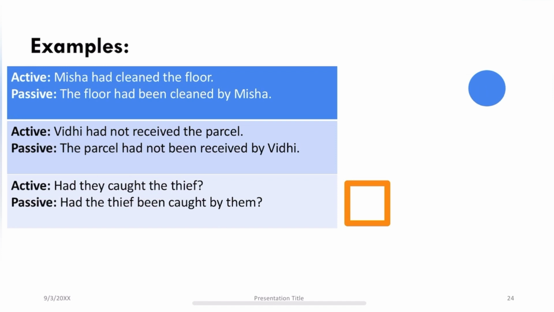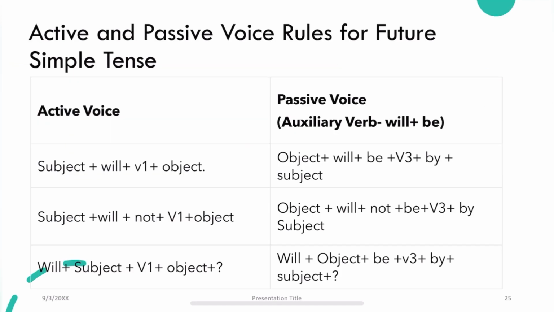Examples are: Misha had cleaned the floor. The floor had been cleaned by Misha. Vidhi had not received the parcel. The parcel had not been received by Vidhi. Had they caught the thief? Had the thief been caught by them? And then question mark.